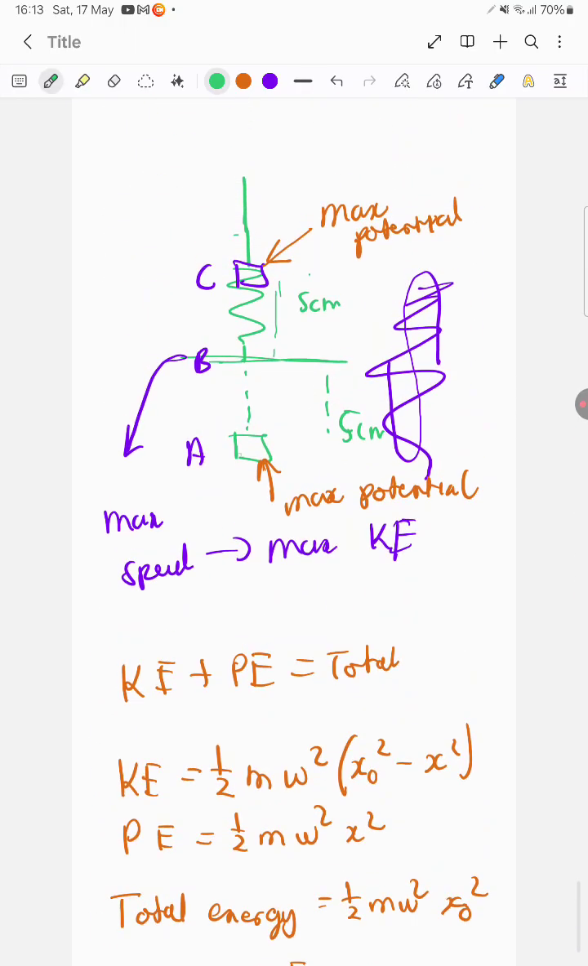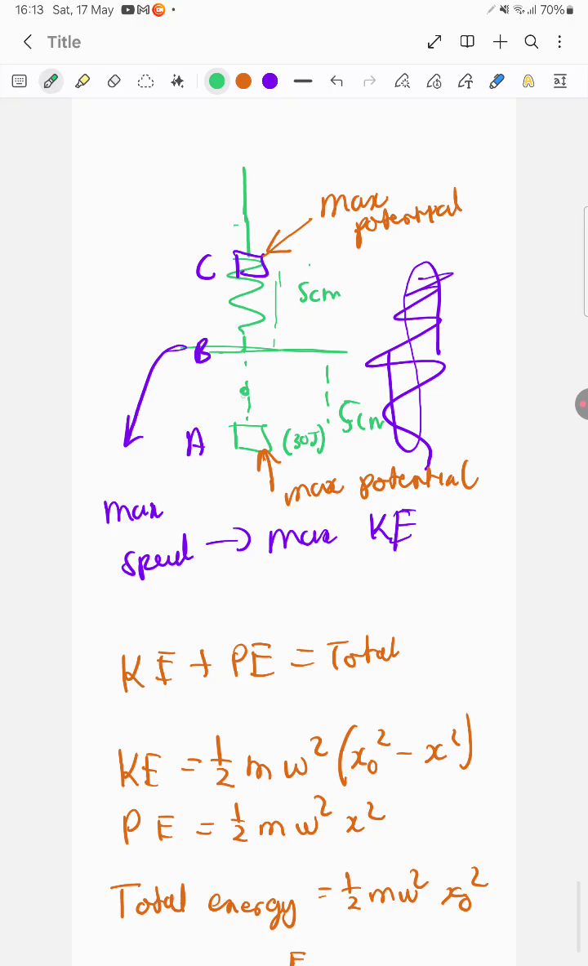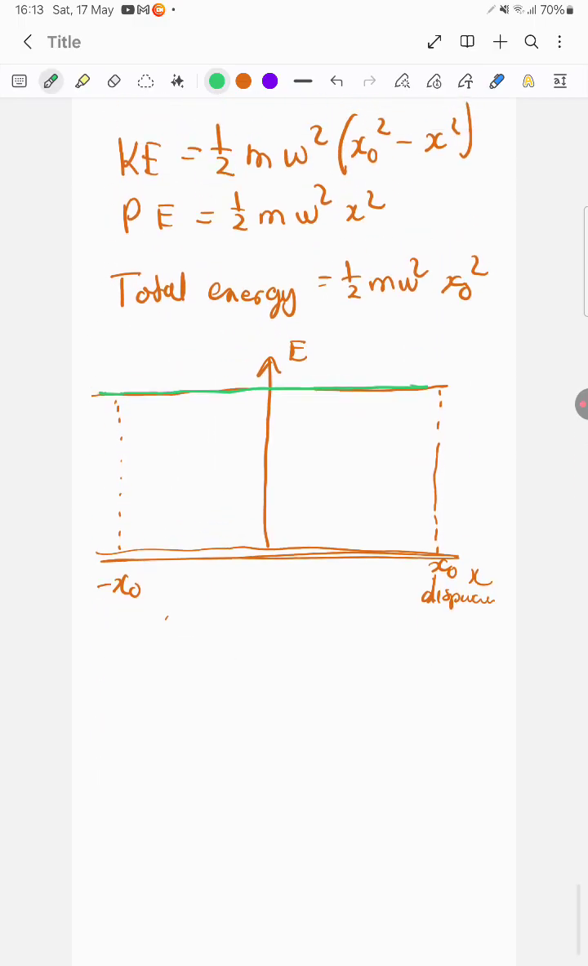Back to the spring, let's assume, for example, at point A our total energy was 30 joules. Somewhere in the motion, you might have 20 joules of potential, which means that you'll have 10 joules of kinetic. As you get closer to the middle point, you're getting more kinetic, so maybe you might have 25 joules of kinetic and 5 joules of potential, until you're bang in the middle, at which point it's all kinetic. But the total is still always 30.